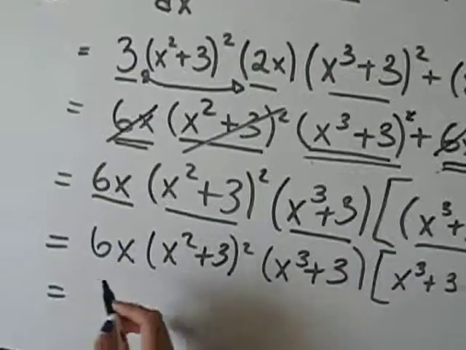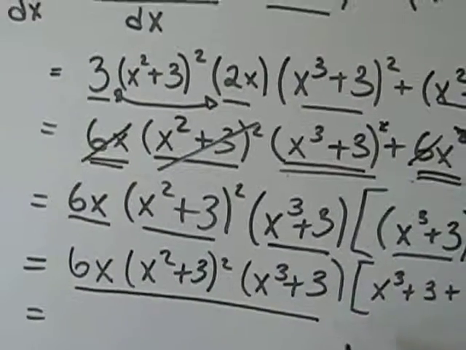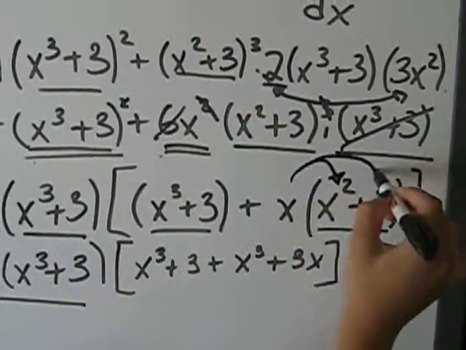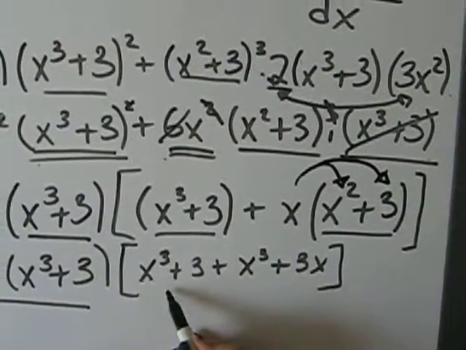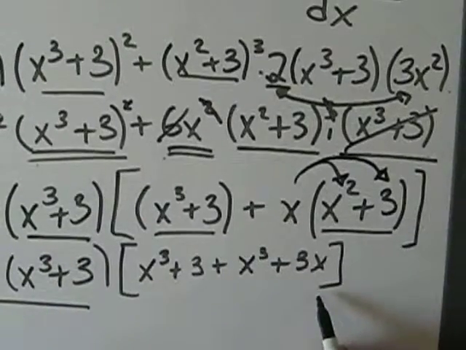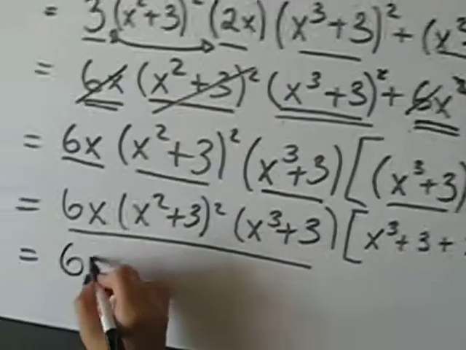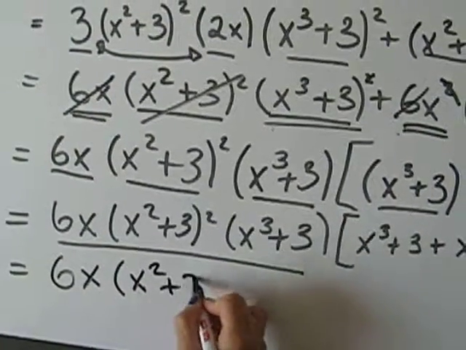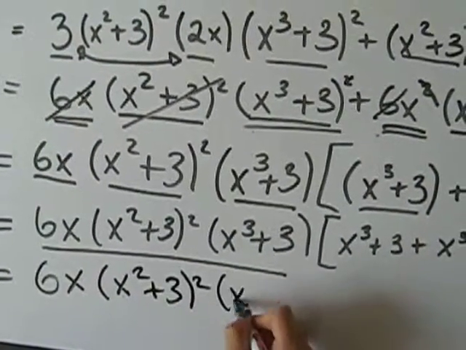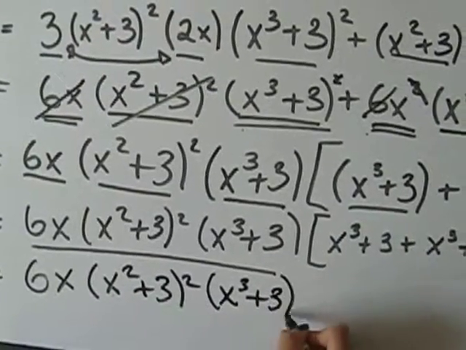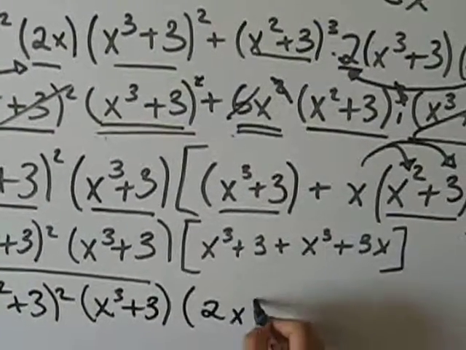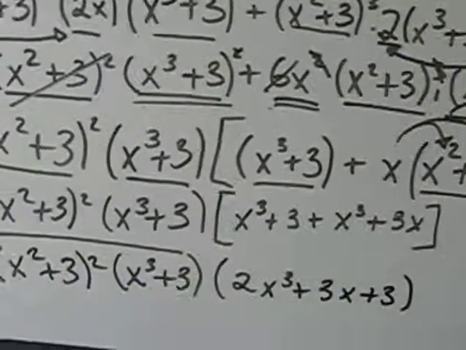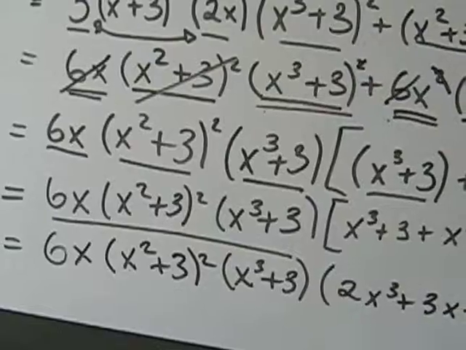After that, you would just rewrite your equation from the top and FOIL this. So you're left with x cubed plus 3 plus x cubed plus 3x. So your final equation would be 6x times (x squared plus 3) to the power of 2, times (x cubed plus 3), times (2x cubed plus 3x plus 3). And that is how you derive using chain rule plus the product rule.